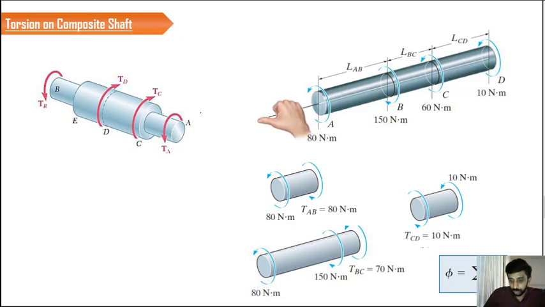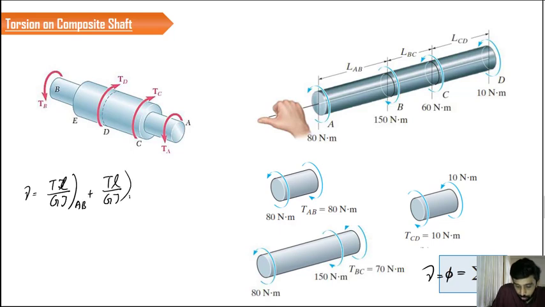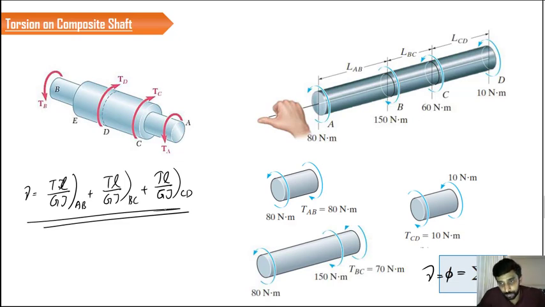So one thing you have to understand is that the net value of the angle of, not the angle of twist, shear strain is going to be equal to the summation of TL by GJ in each section. That means if you take AB, BC and CD here, we can say that the shear strain is going to be TL by GJ of AB plus TL by GJ of BC plus TL by GJ of CD. This is how we can get the value of net shear strain.